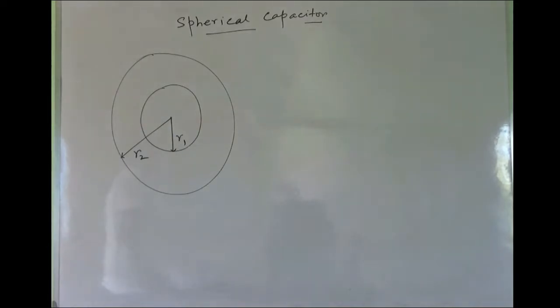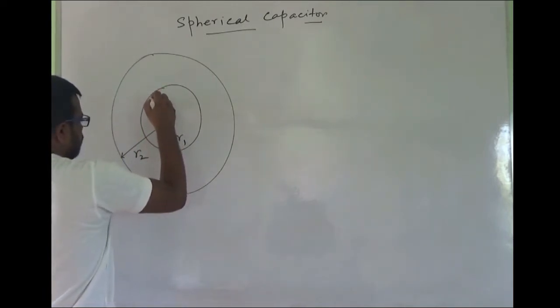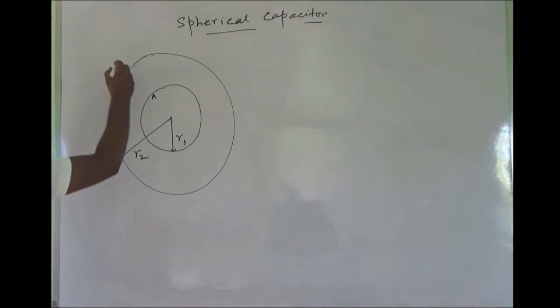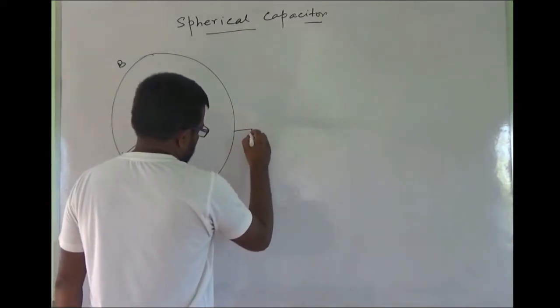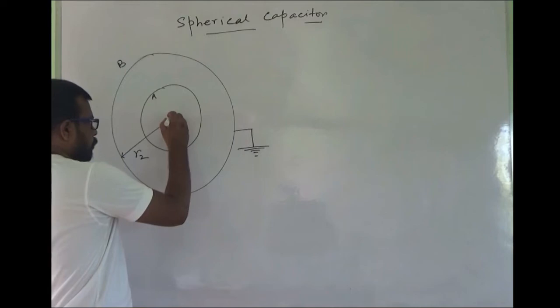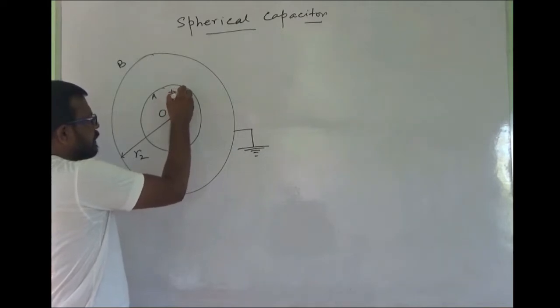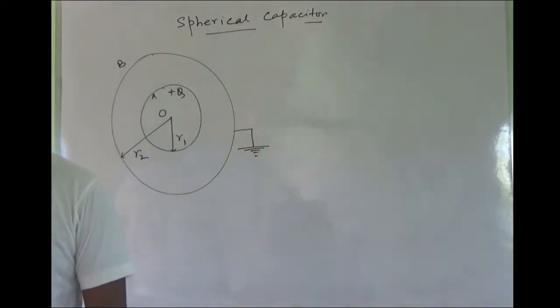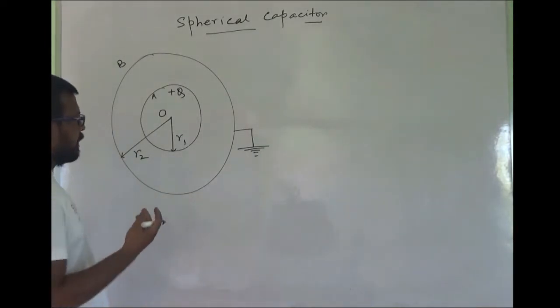Now, let us say this is spherical cell A, which has radius R1, and the outer spherical cell B, which has radius R2, and we consider that the outer spherical cell is grounded, O being its center. Now, we put plus Q charge on the inner spherical cell, or let the inner spherical cell be charged by plus Q charge.